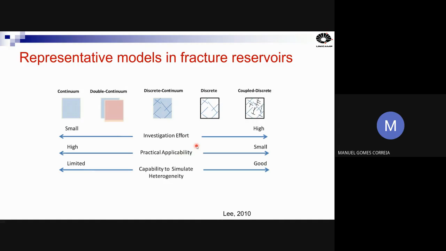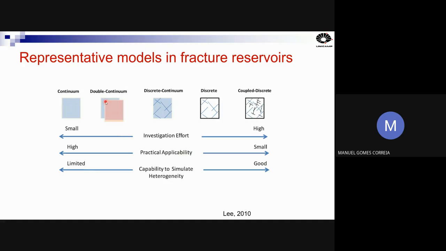So this is a kind of resume of representative models in fracture reservoirs. As I talked about, this is the discrete and coupled discrete, that kind of non-structured grids that you can use, okay? You can use, but not in a conventional way. You can use them if you use other types of code programs.